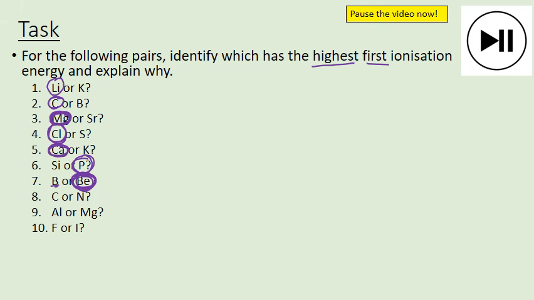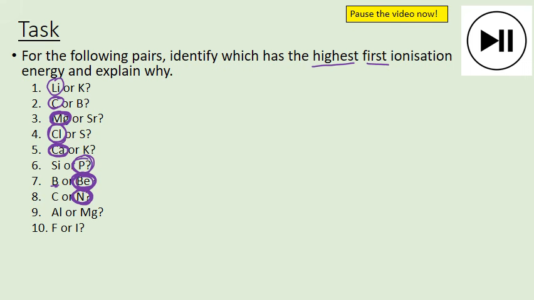N or C, and here in the same period, it's not the blip, it's not where we have the exceptions. Nitrogen has a smaller radius and a higher nuclear charge, therefore higher first ionization energy.